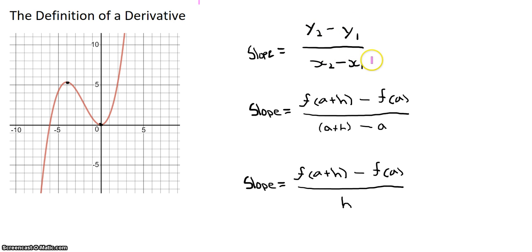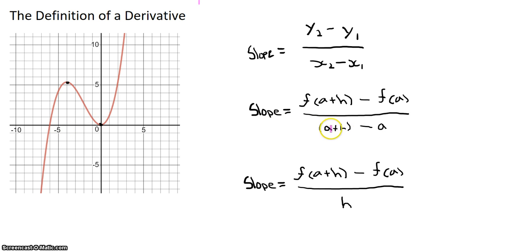x2 minus x1, just meaning rise over run. So the change in y and the change in x equals your slope. Now another way to say this would be your slope is equal to f of a plus h, where h is just any difference in x from a, minus f of a, which is just your starting y function, all over a plus h, where again h is just any increase in x, minus a, which is just your starting point.